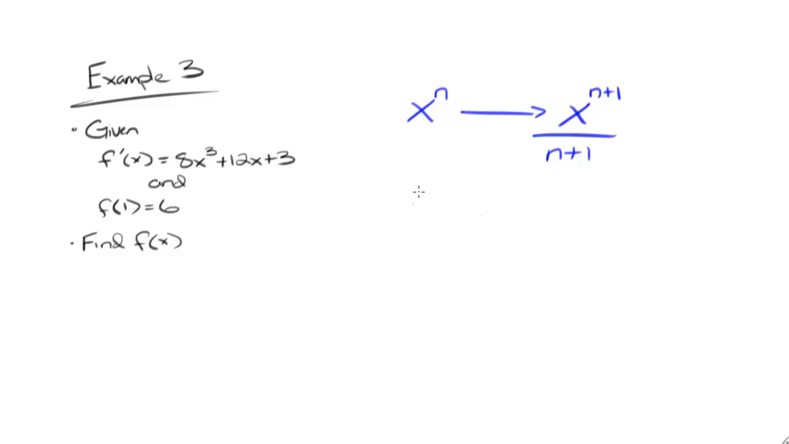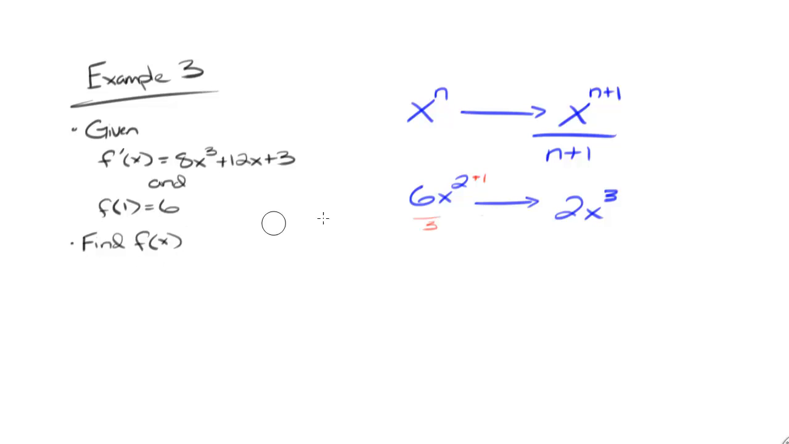Just a real quick example to verify this. If somebody said, hey, I'm going to give you 6x squared, what would that have been before you took the derivative? If we follow these properties, we're going to add 1 to this exponent to give us a 3, and we're going to divide by that 3. And so let's look at what that would give us. That would give us 2x to the third.